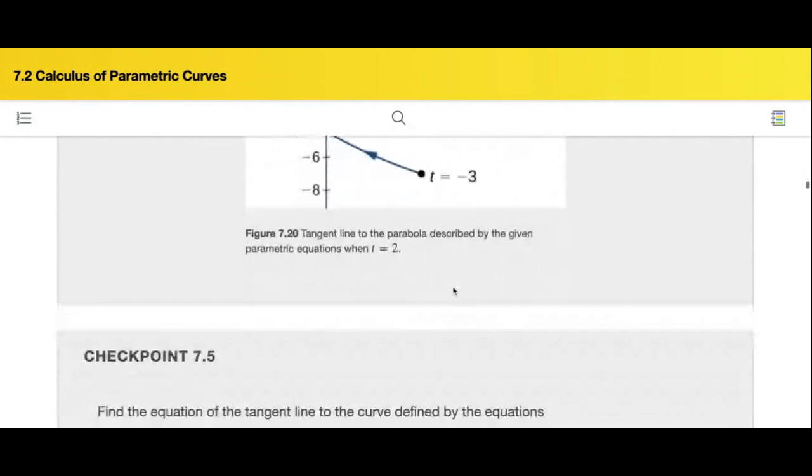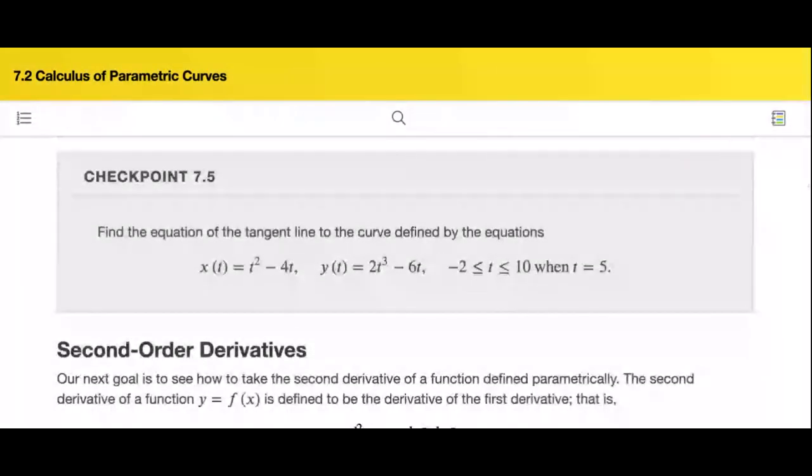All right, now everyone, let's try 7.5. So we want to find a tangent line at t equals 5.